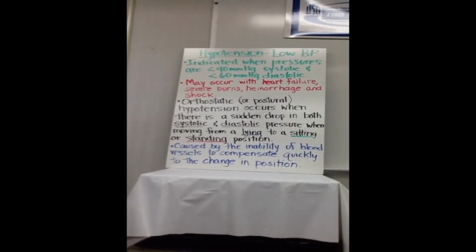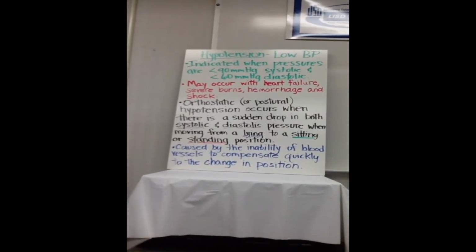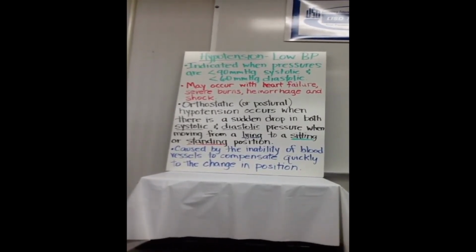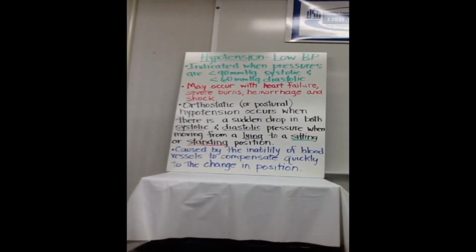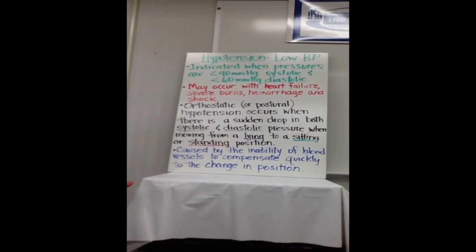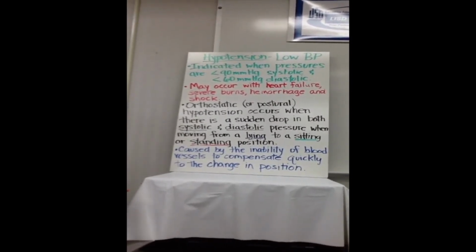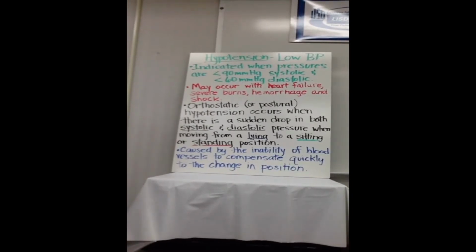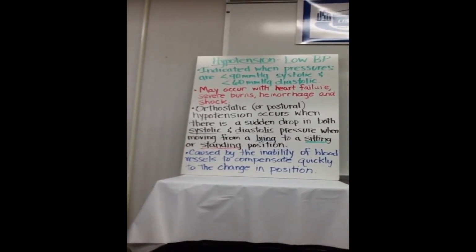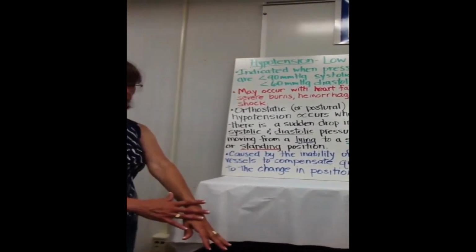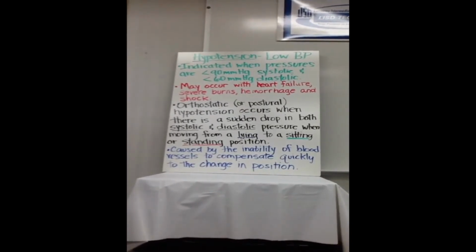Okay, the next condition we're going to talk about is hypotension, or low blood pressure. Indicated when pressures are less than 90 millimeters of mercury for the systolic reading, and less than 60 millimeters of mercury for the diastolic reading. It can occur with heart failure. The pump is not working properly anymore, and it's not circulating the blood like it should. Severe burns, and by severe burns I mean a lot of the body is burned to a high degree. Hemorrhage and shock can also be possible causes of hypotension.